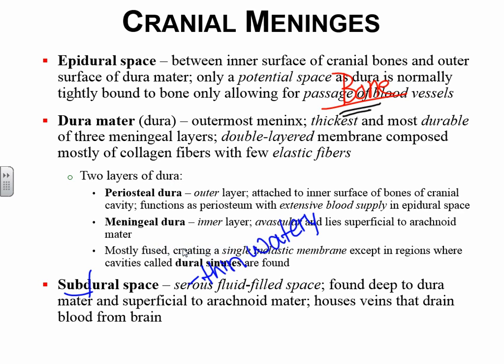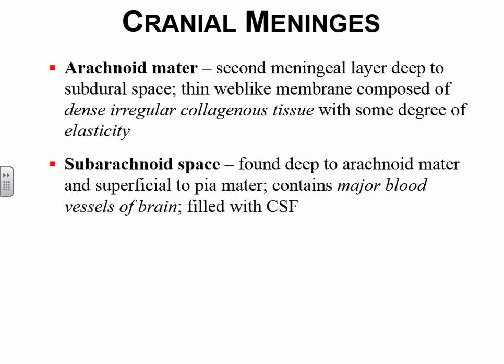Underneath the subdural space, I find a very thin, irregular collagen layer referred to as the arachnoid mater. The arachnoid mater creates not only a thin, but a web-like membrane. And sitting right up underneath it is the subarachnoid space. This is where your cerebral spinal fluid is. This is also where a lot of your major blood vessels are.